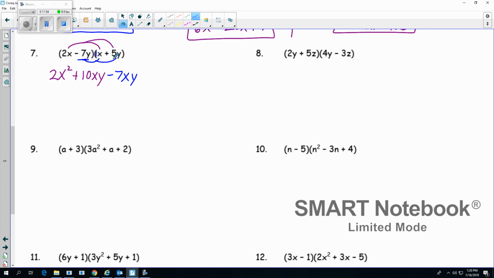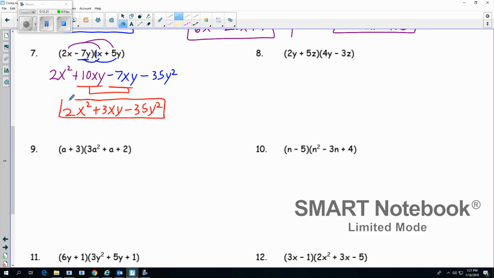Negative 7y times positive 5y. So negative 7, positive 5, that'll give us a minus 35, and then a y squared. And we'll go ahead and clean this up here in the middle. So let's see, we get 2x squared plus 3xy minus 35y squared. There we go.